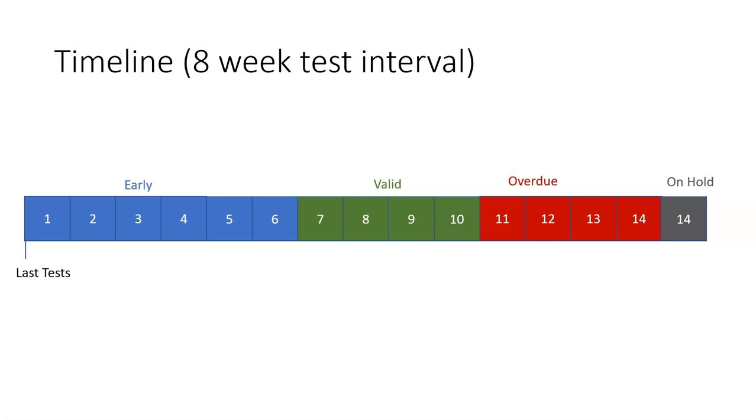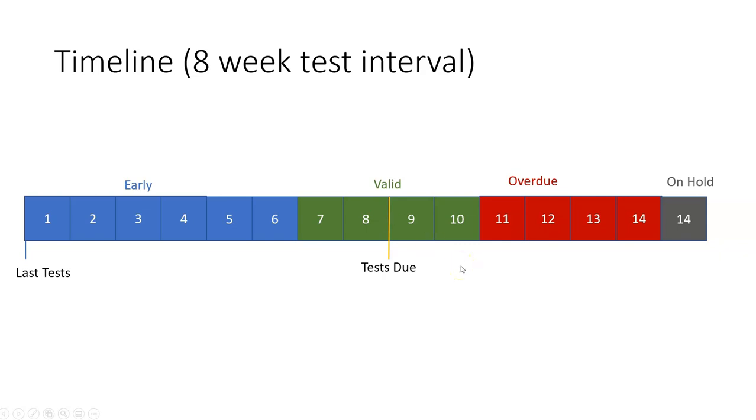It's perhaps easiest to understand tolerance if we look at it in the context of a linear timeline. So this patient is on an 8-week normal test interval. This is when they had their last test done. And then after 8 weeks, this is where the next tests are due. If they fail to have those done, they have a tolerance of 2 weeks. So that means any point during this period is acceptable. They don't have to have them done right on that date.